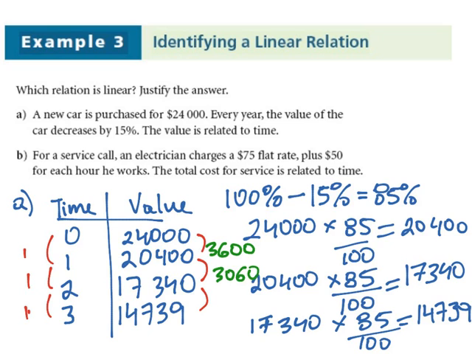And then from second to third year, if you subtract 17,340 and 14,739, you get a drop of 2,601. So notice that this is called depreciation. The cost of a car decreases as time goes on. These values are not the same. Therefore, this is not linear.